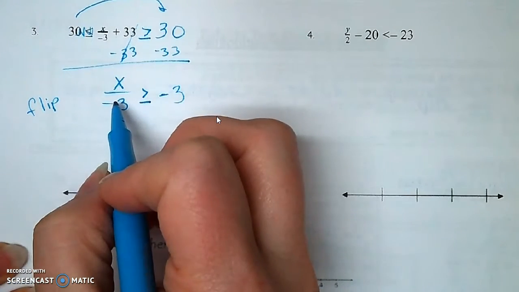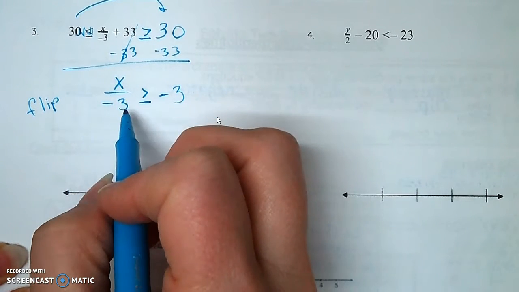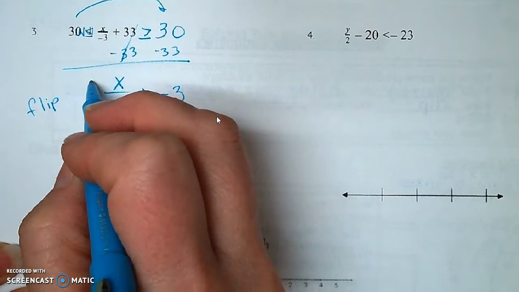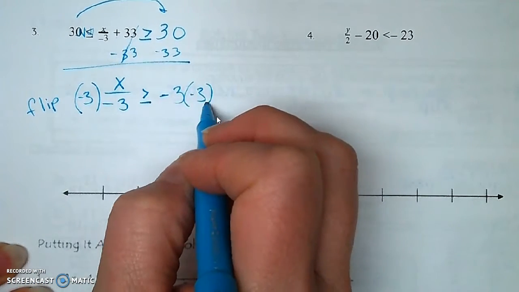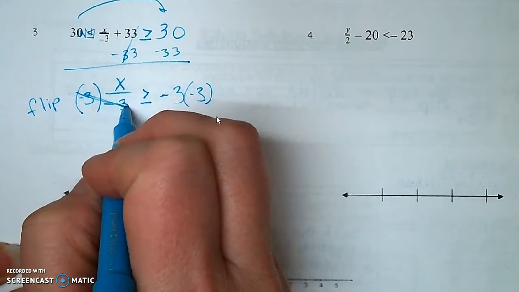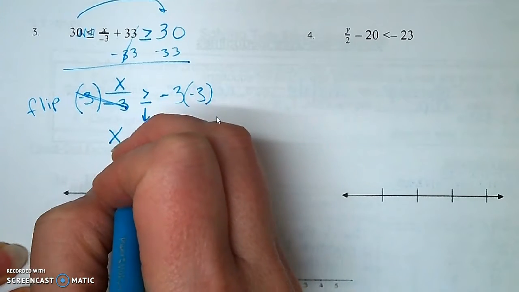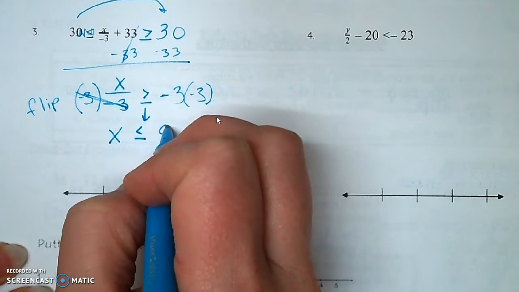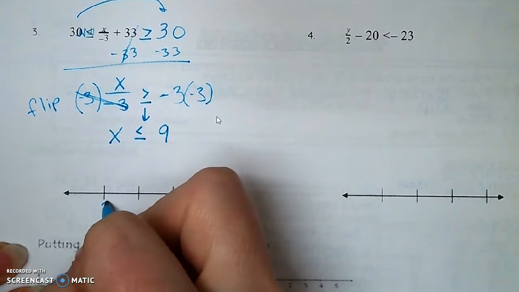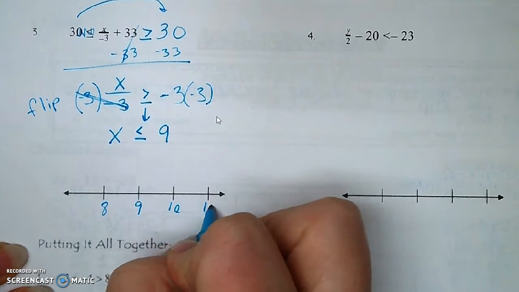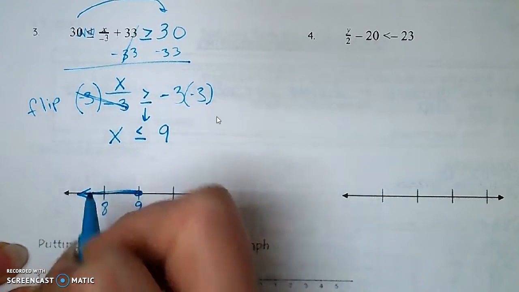A lot of people are having trouble with this. I am dividing the x, so x divided by negative 3. To undo that, I have to multiply. I'm going to multiply by that same number. These cancel each other out, so I have an x. When I come down, I'm flipping. Negative 3 times negative 3 is positive 9. Close dot, it's less than, so it's going in that direction.